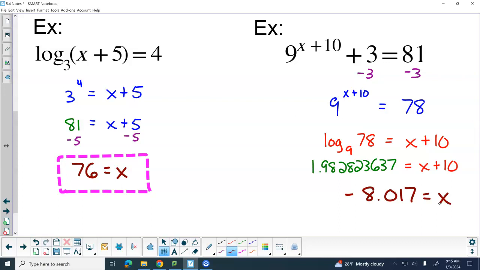If I plug that back in, negative 8.017 plus 10 gets me 1.983. 9 raised to the 1.983 power is 78.03, which is about 78. Because I used the rounded number, that's why it's not exact. If I used the exact one, it would be exact. Questions, comments, concerns, clarifications?